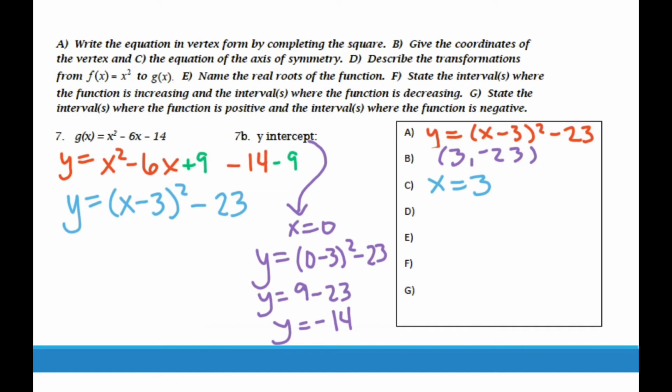Okay, next, D, describe the transformation. So talk about how it's moving. And so there's no reflection, there's no stretch. It's just going to move right and down. And so you'll say that.